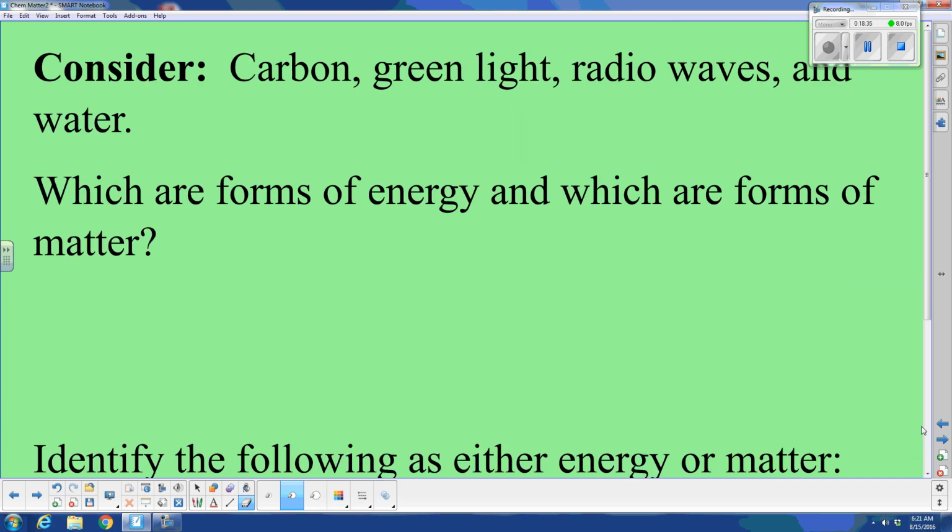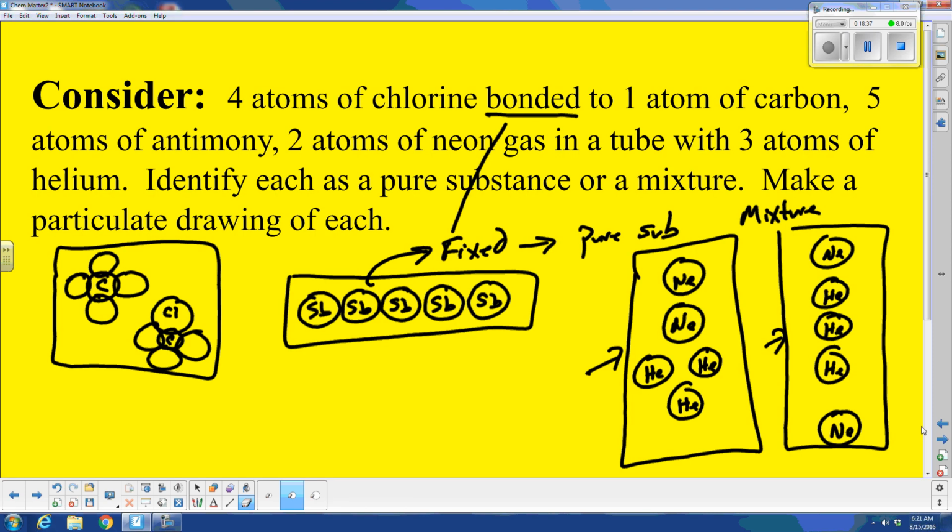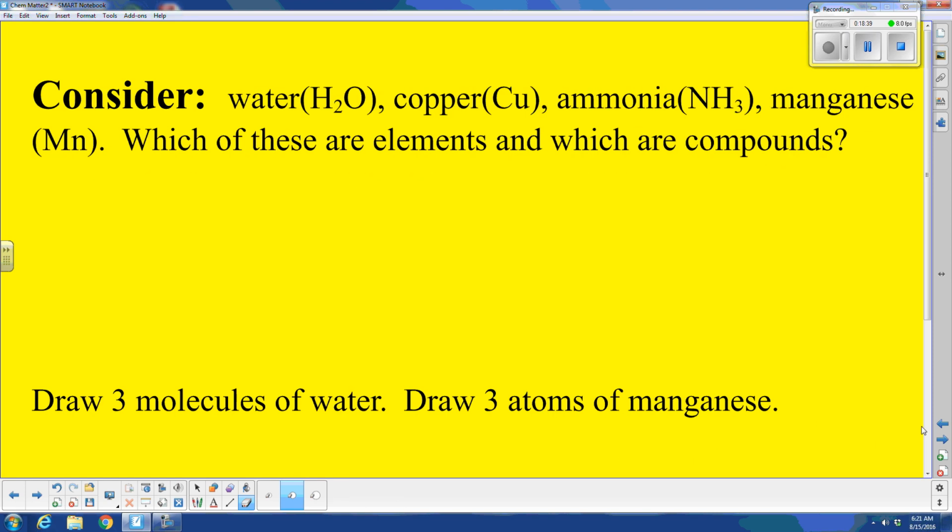Good. Let's go back to our question. Water. What do you think? Can I break it down into hydrogens and oxygens? Yes. So this would be a compound. Copper, can I break that down further? No, that's just an element. And the easy way too is if you memorize your elements, you know if it's not an element, it must be a compound. And manganese, element.